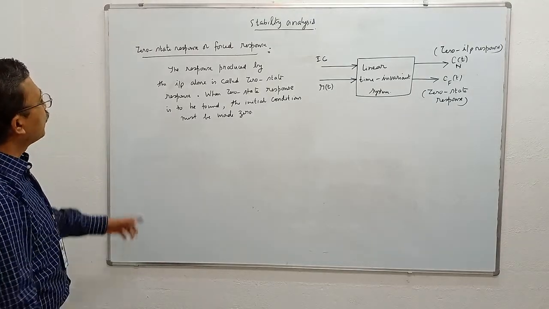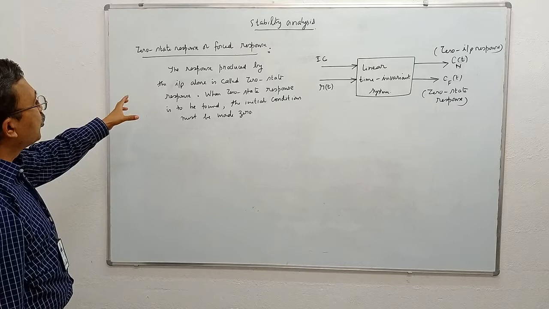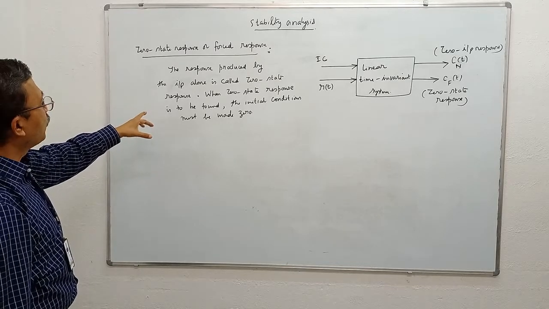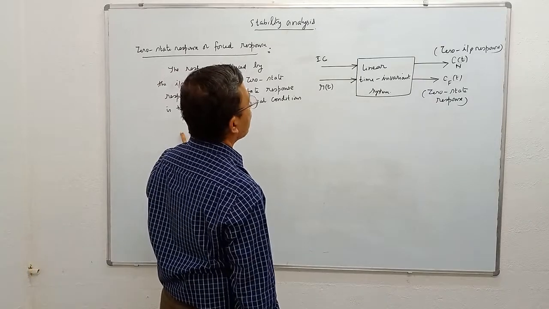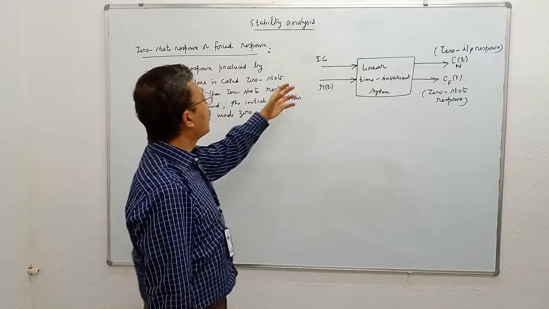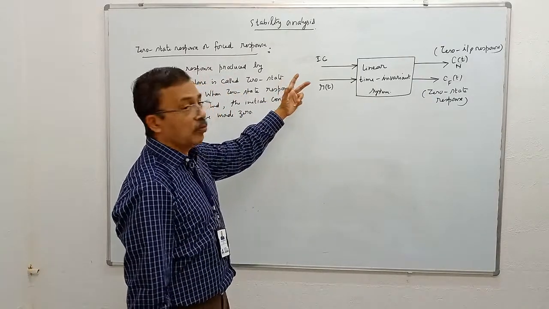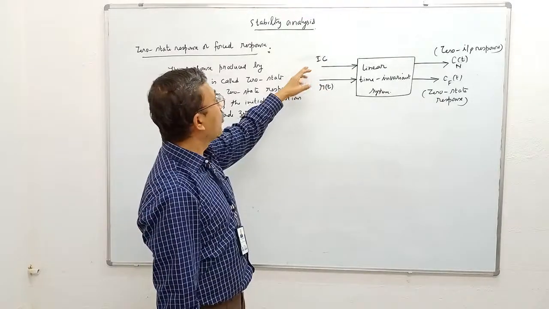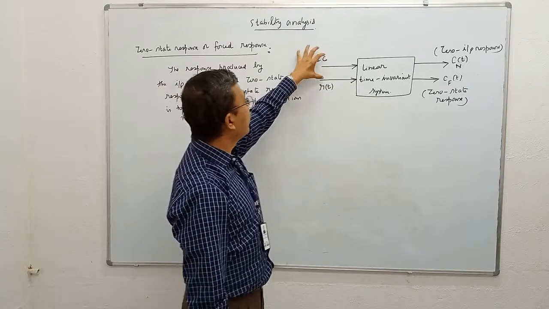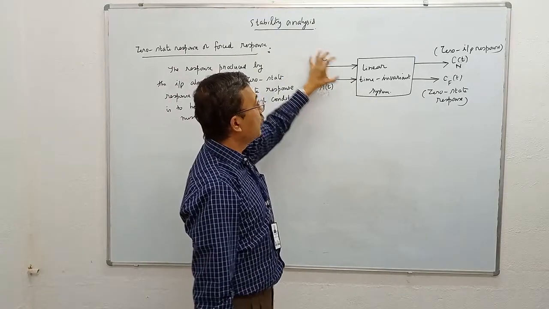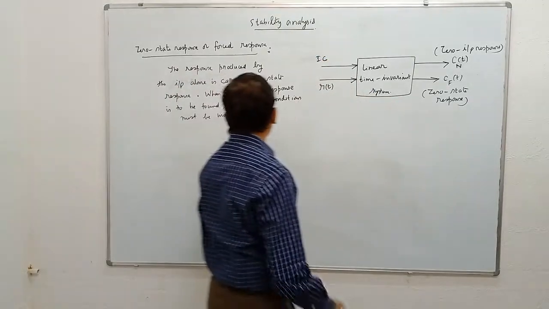So zero state response is the response produced by the input alone. When zero state response is to be found, initial conditions must be made zero. Initial conditions could be 2 for a second order system. There could be 3 initial conditions for a third order system and so on. So all initial conditions must be made zero when you want to find zero state response.